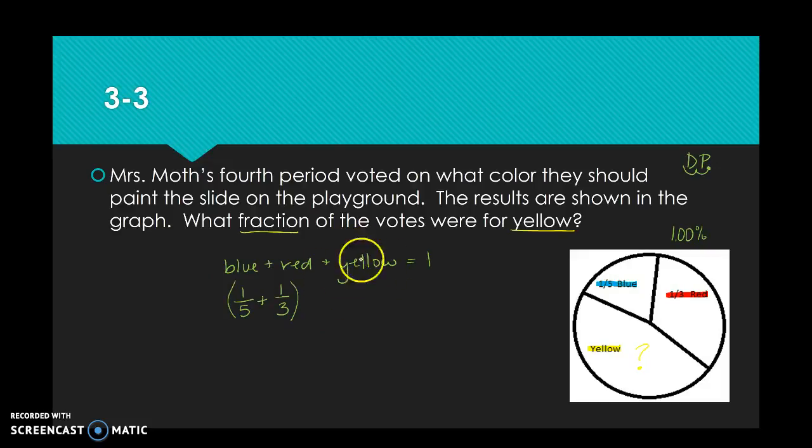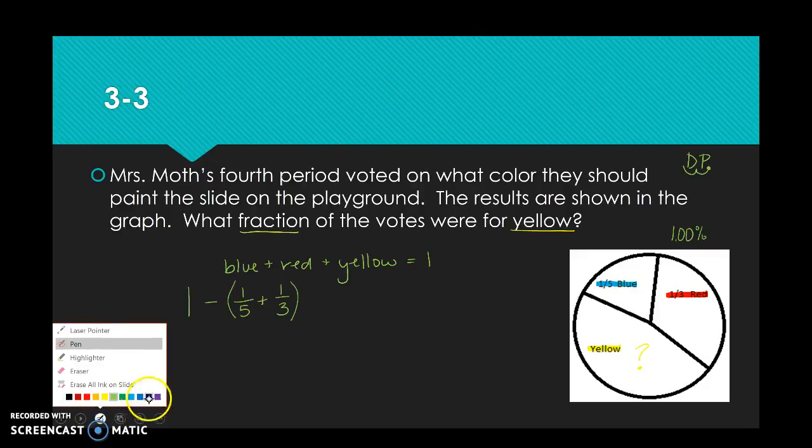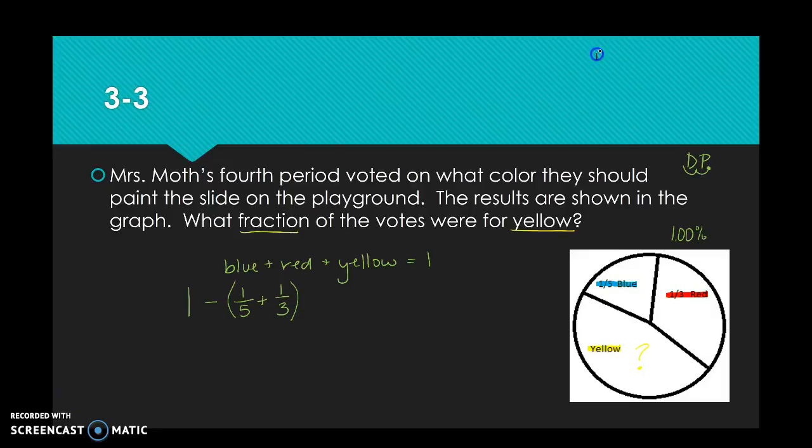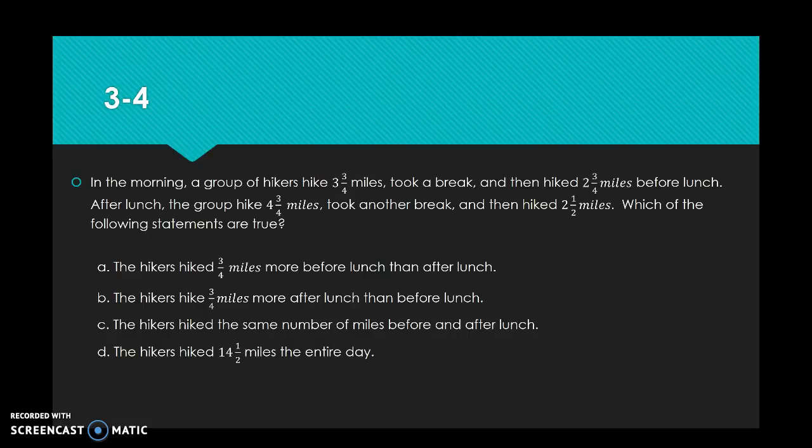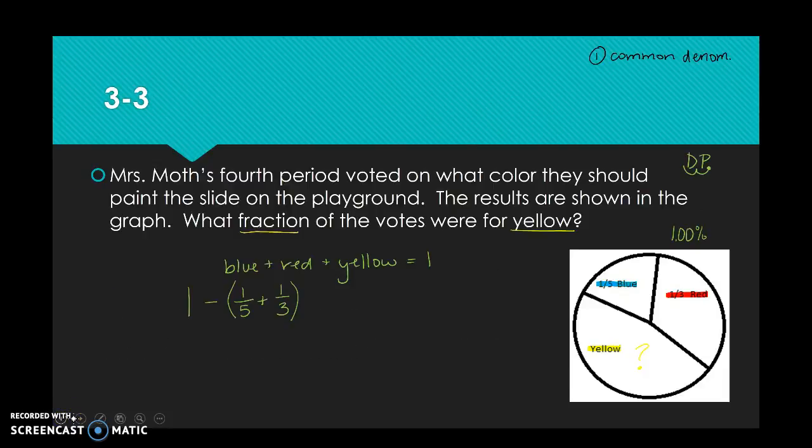So if I'm trying to find yellow, what would I do? Subtract from 1, right? So I need to get yellow on the other side. So now you know what to do. Go ahead and solve. Don't forget step 1 on fractions, right? Step 1, common denominator. Step 2, write it vertically. To find your common denominator, use your multiples.